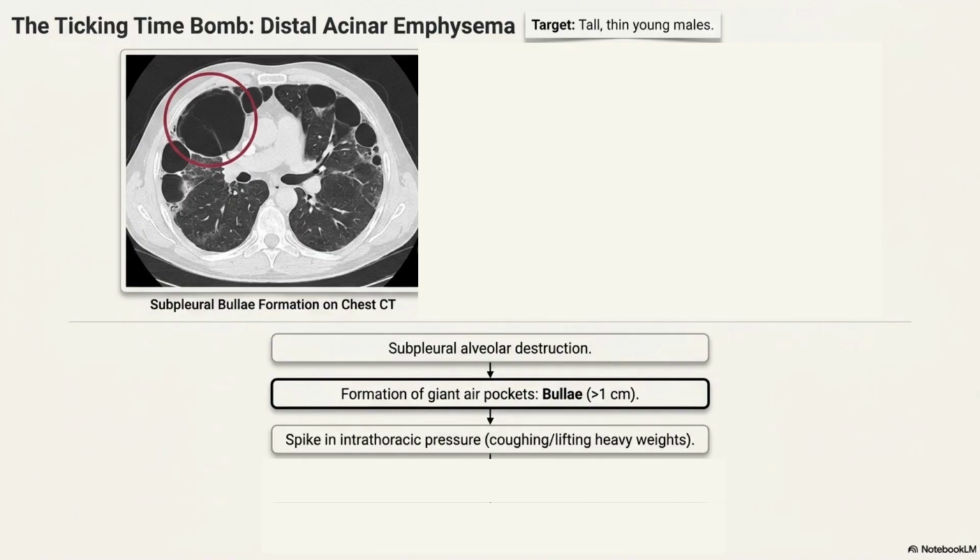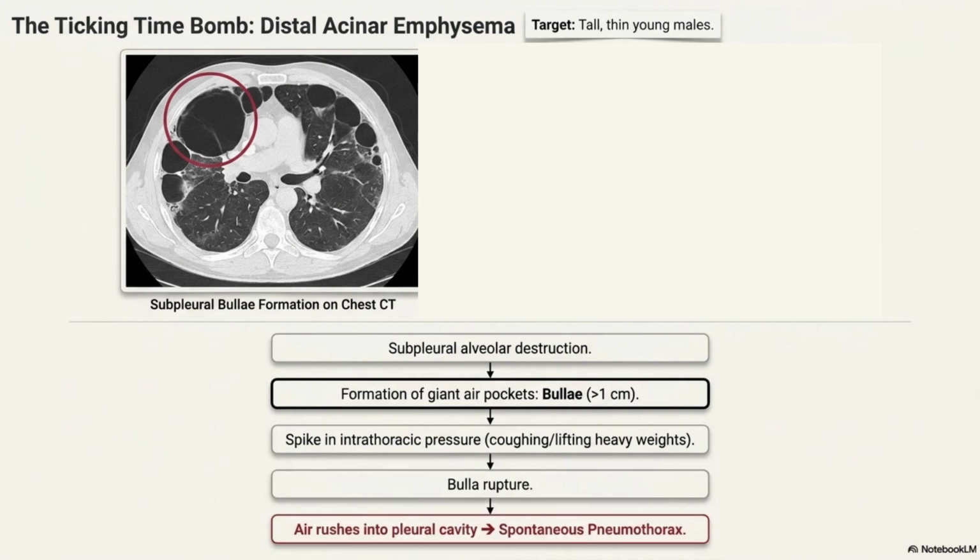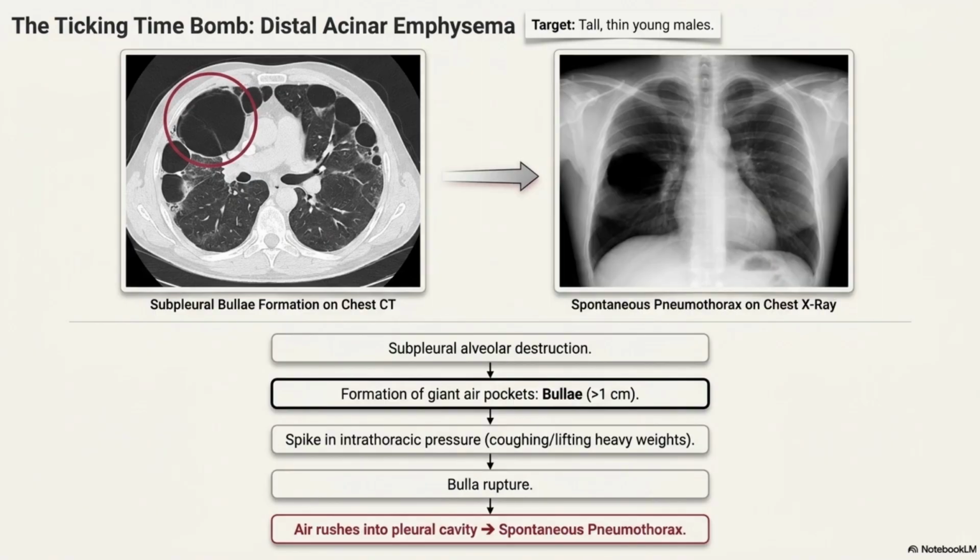Then a sudden spike in intrathoracic pressure, like coughing or lifting heavy weights, causes a bulla rupture. Air rushes into the pleural cavity, resulting in a spontaneous pneumothorax, which you can see on the chest X-ray.